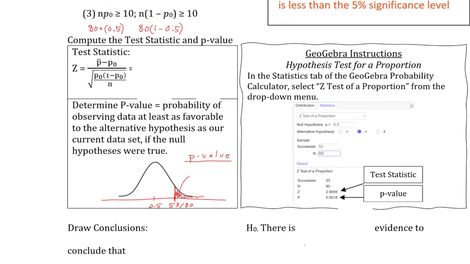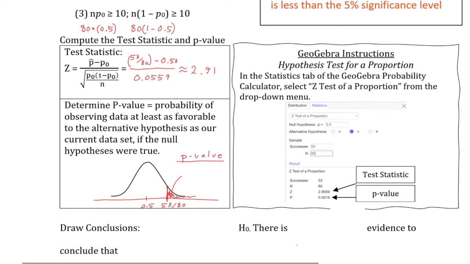The test statistic is defined as p hat minus p sub 0 divided by the square root of p0 times 1 minus p0 divided by n. We have a calculation that looks like this: 53 over 80 minus 0.5 divided by our standard error we calculated earlier of 0.0559. And this evaluates to a z-score of about 2.91 for our test statistic, almost 3 standard deviations away.